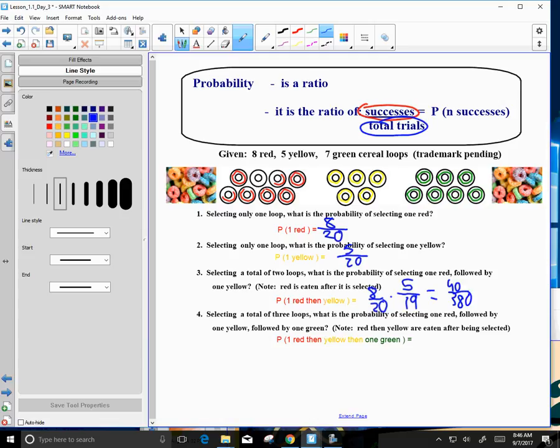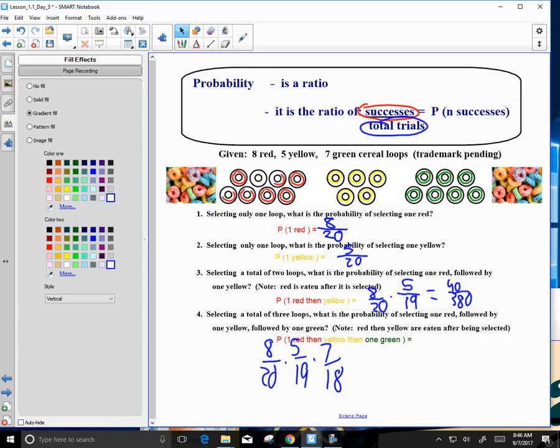Then if we do 3 of them, we're picking a red, which is 8 out of 20. Then we're picking a yellow, which was 5 out of 19. Then we're going to pick a green, which is 7 out of 18. And you don't have to multiply those out. But do you know how to in your calculator? Do you know the best thing on your calculator? If you haven't seen this on your calculator, I want to show you right now.